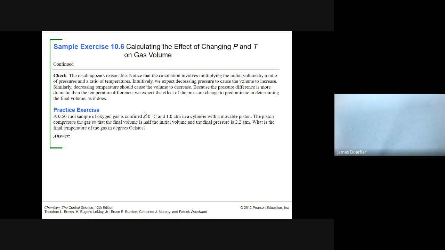Let's look at this question, shall we? I'm going to give you a little piece of advice. You want to make sure you have plenty of room for this one. Let's proceed. A 0.50 mole sample of oxygen gas is confined at 0 degrees Celsius and 1 atmosphere in a cylinder with a movable piston. The piston compresses the gas so that the final volume is half the initial volume, and the final pressure is 2.2 atmospheres. What is the final temperature of the gas in degrees Celsius?